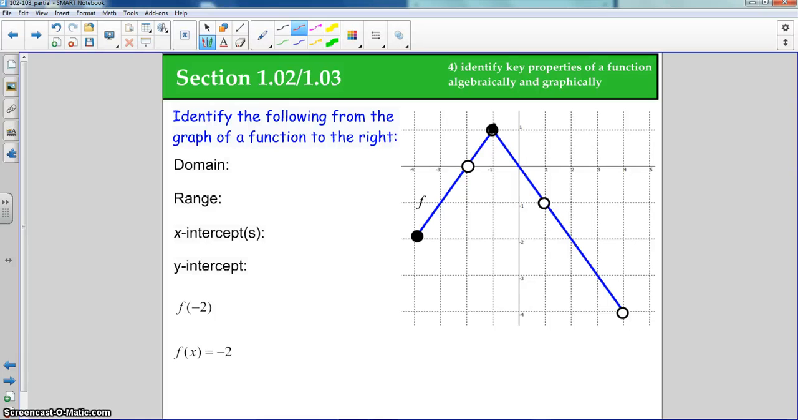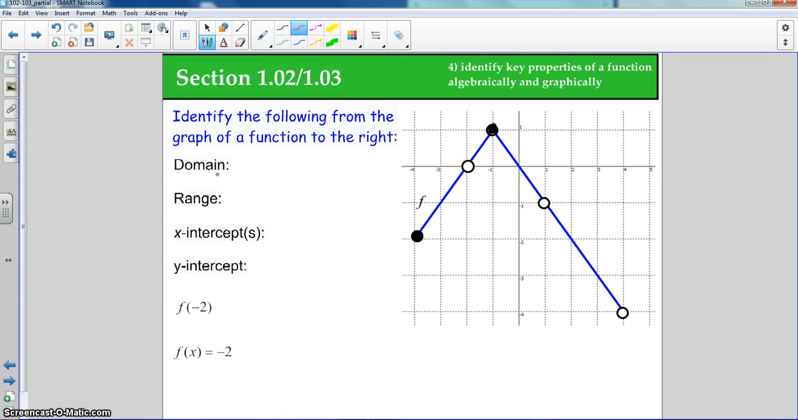This video is going to look at identifying different information from a graph. So the graph of a function f is given over here to the right, and from this graph of the function f we're supposed to identify the domain, range, x and y intercepts, and then identify these different values if they exist. Just as a reminder, the domain is the set of all x values, the set of all inputs you can put into the function and get out a y value.